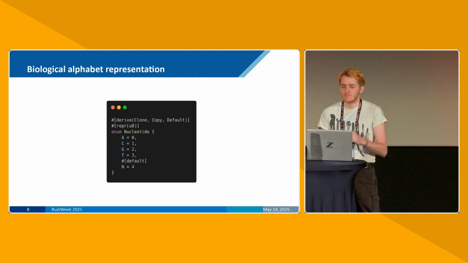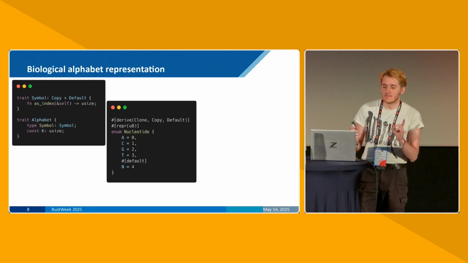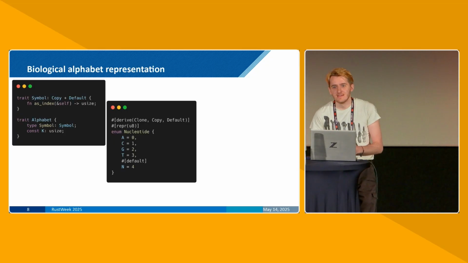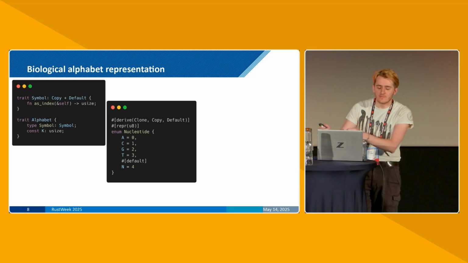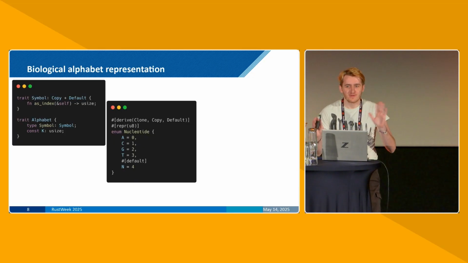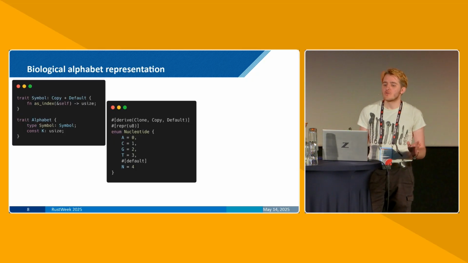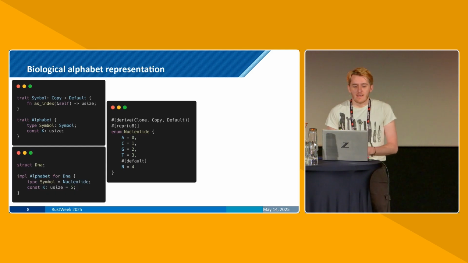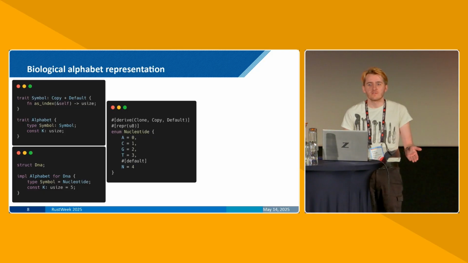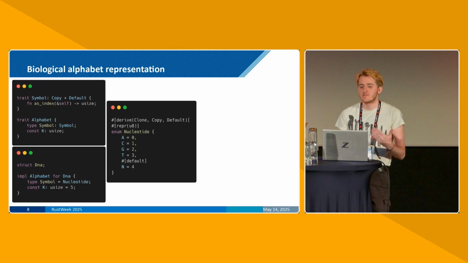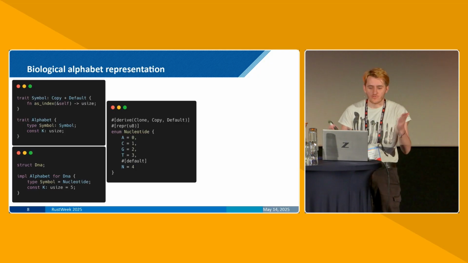I could stop here, but I'm going to add a tiny bit more abstraction by having a trait that corresponds to a biological alphabet. This trait has an associated symbol type, which also implements the symbol trait. Maybe naming is not ideal here, but whatever. And also a constant K, which is the number of symbols in my alphabet. I can implement that for DNA. Now DNA is a marker type, but that's going to help me generate generic code. I could also define that for proteins, but I'm not showing you.